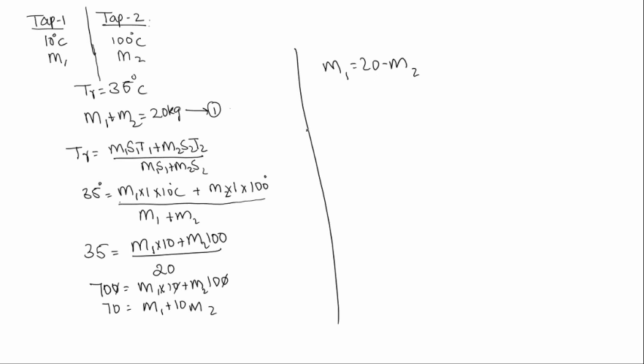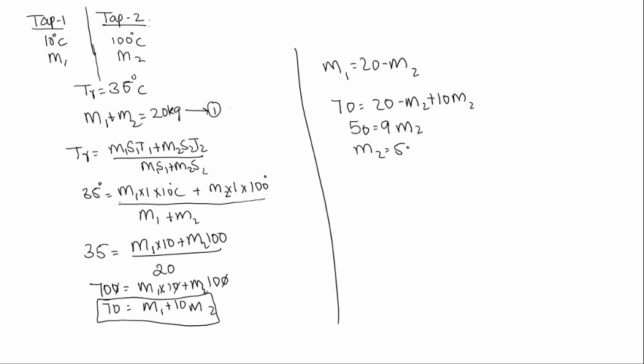So by replacing the value of M1 in this, we get 70 is equal to 20 minus M2 plus 10 M2. So 70 minus 20, that is 50, is equal to 9 M2. So M2 is equal to 50 by 9.